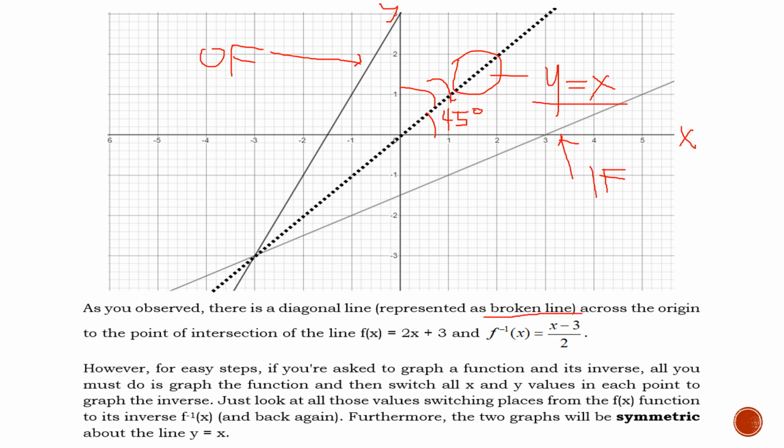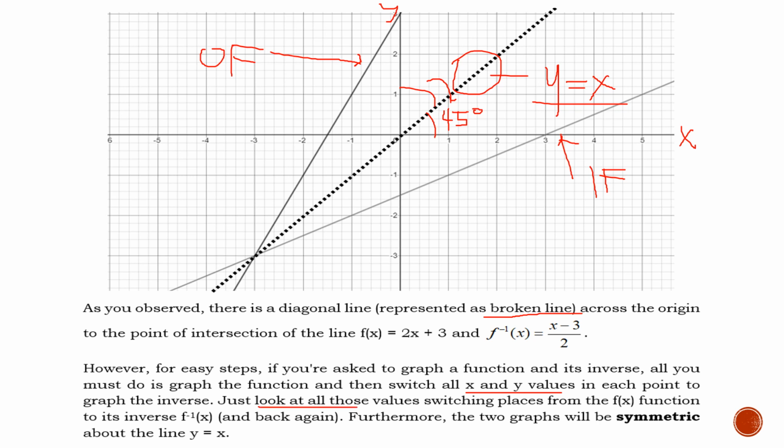So we represent this diagonal line as broken line across the origin, the point of intersection of the line f of x is equal to 2x plus 3 and f raised to negative 1 of x is equal to x minus 3 over 2. So however, for easy step, if you are asked to graph a function and its inverse, all you must do is graph the function and then switch all your x and y values. It's more on switching your x and y values, or swapping of values between your x and y values in each point to graph the inverse.